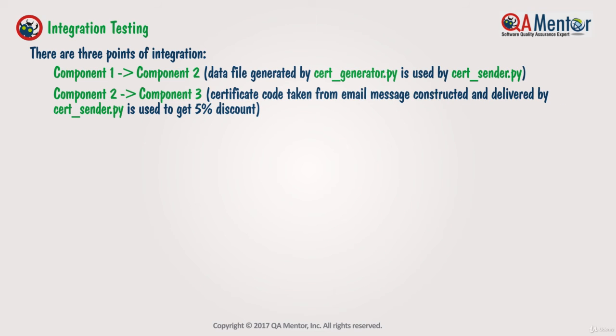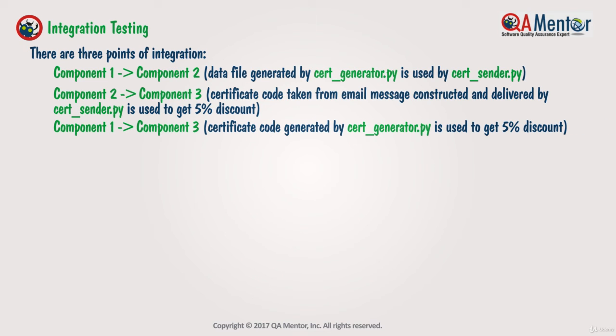Component 2 to Component 3. Certificate code taken from the email message constructed and delivered by certsender.py is used to get a 5% discount. Component 1 to Component 3. Certificate code generated by certgenerator.py is used to get a 5% discount.